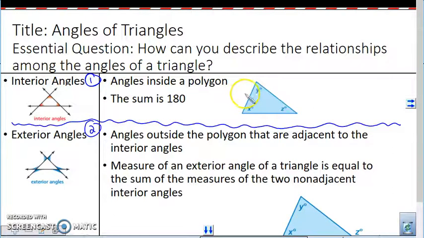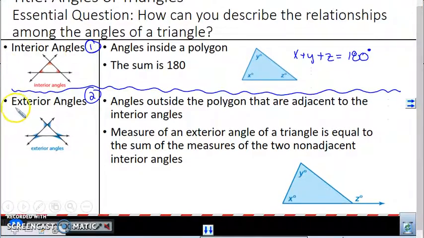Interior angles are inside the polygon and their sum is 180. So x plus y plus z equals 180 degrees. That's what I needed to clarify, is make sure you always use that degree symbol.